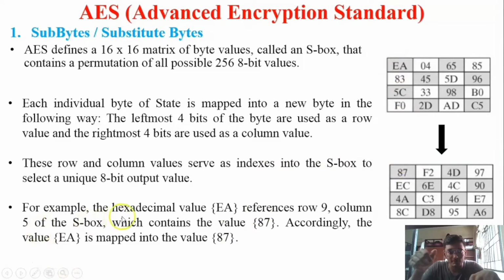For example, the hexadecimal value EA references row 9, sorry, it is not 9, it is E. This is my typing mistake. And column 5, and this is not column 5, it is A. This is my typing mistake. So in the S box, the cell contains the value 87. So EA is mapped into 87. How it is mapped, now we discuss.